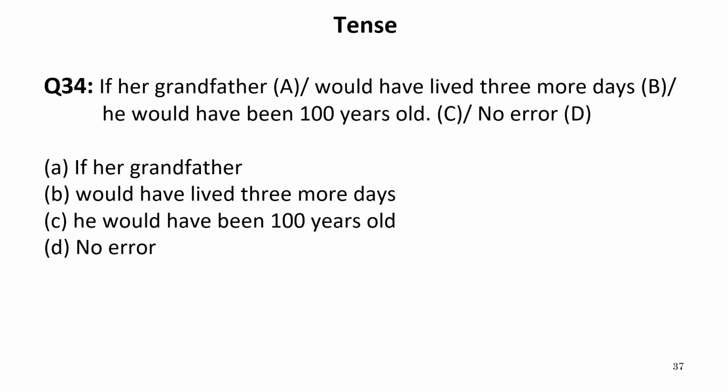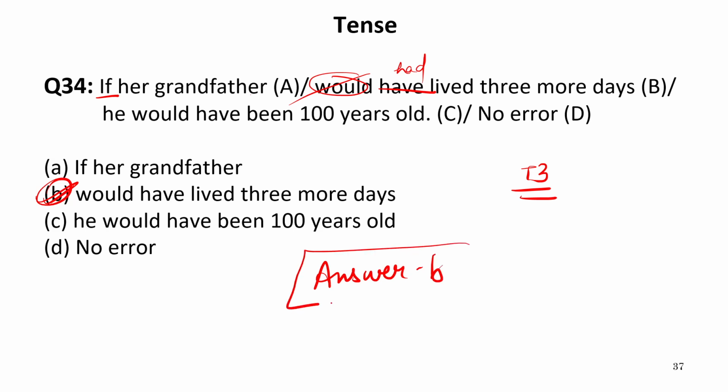If her grandfather would have lived 3 more days, he would have been 100 years old. Now again, here we have if, and in the immediate clause after if, we have a modal which is incorrect. So replace this would. If her grandfather have lived should be replaced with had lived, because this is a type 3 condition in which the first clause, or the clause immediately after if, should be formed in past perfect tense. Therefore, the error is in part B. So, our answer is B, and the correct sentence will be, if her grandfather had lived 3 more days, he would have been 100 years old. So, this will be the correct sentence. Now, let us move to the next one.